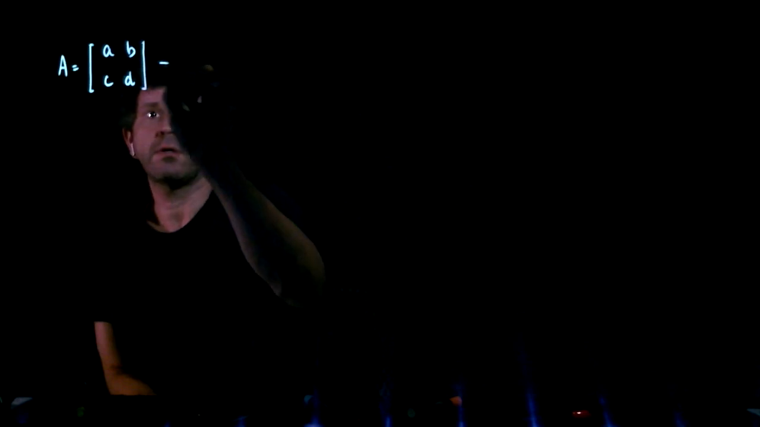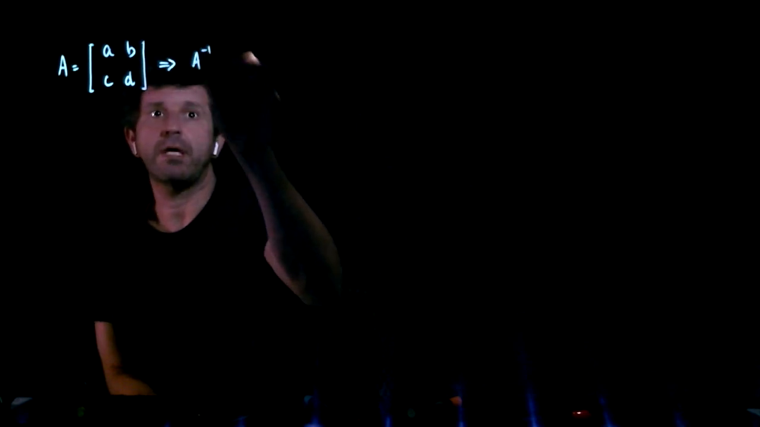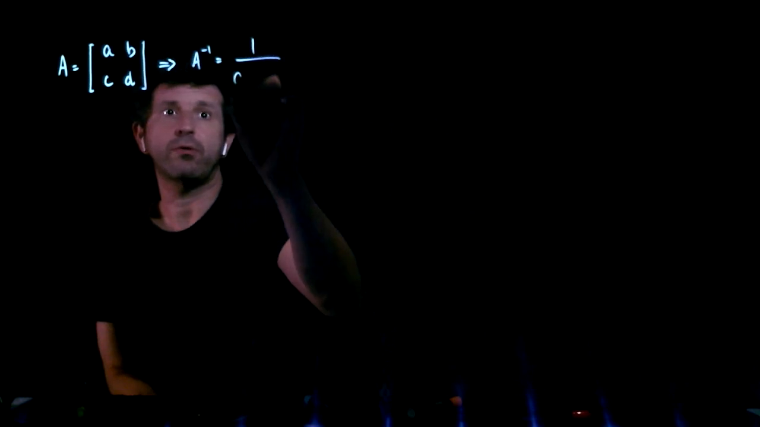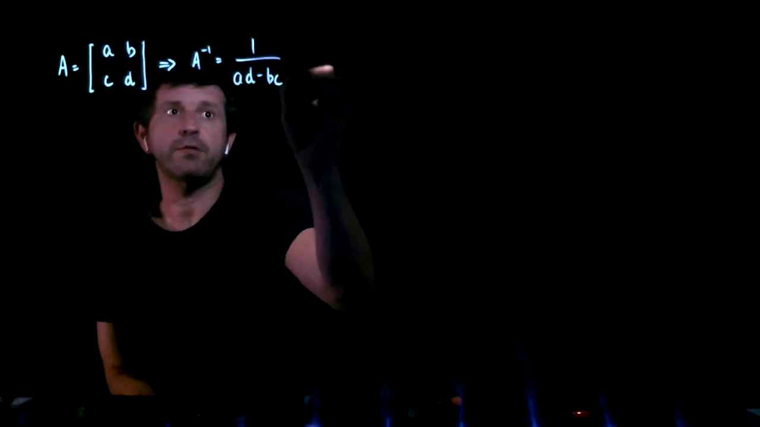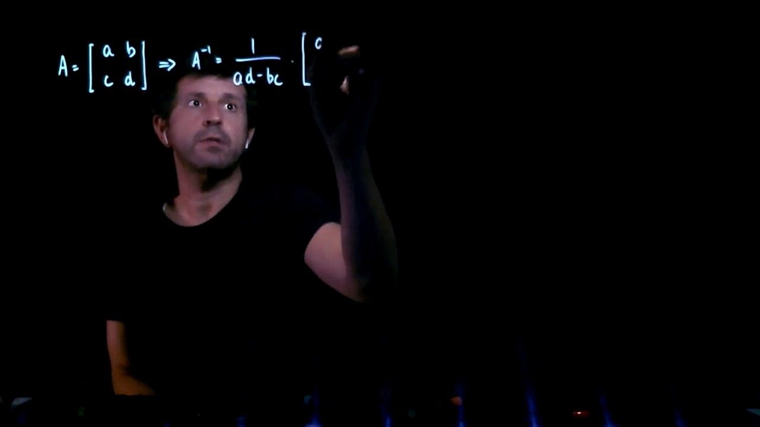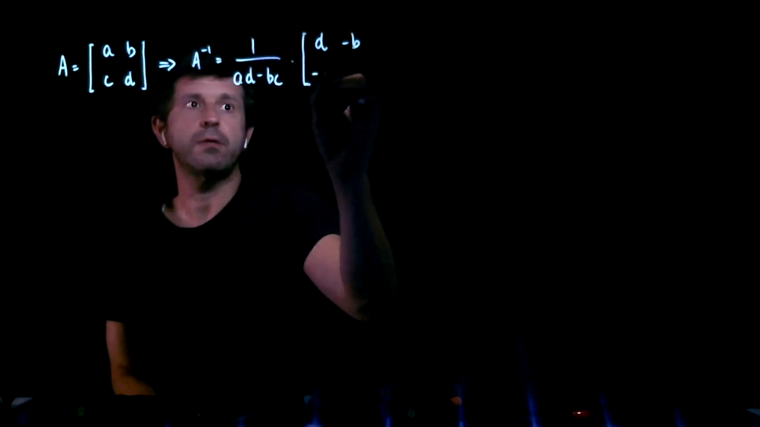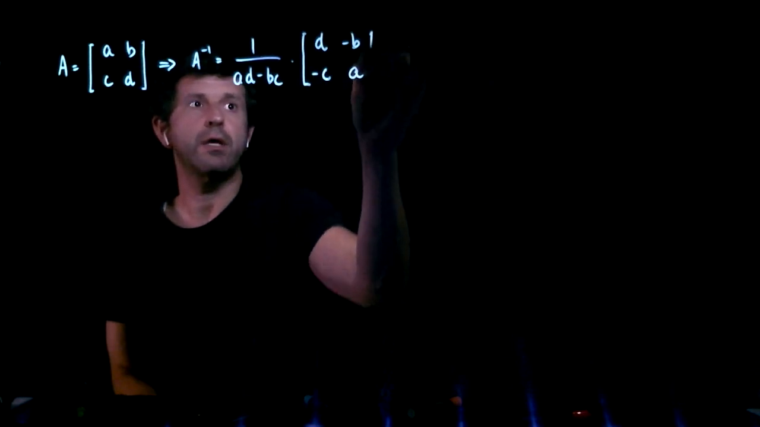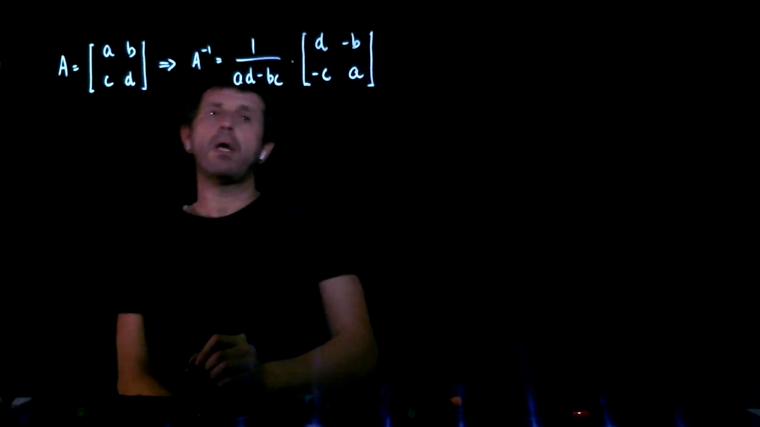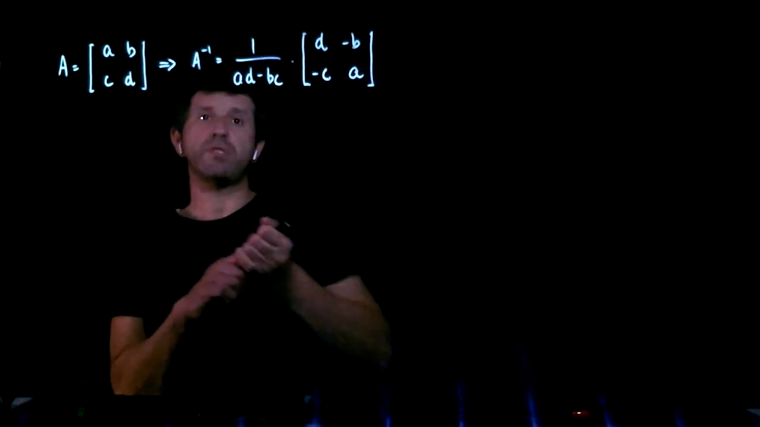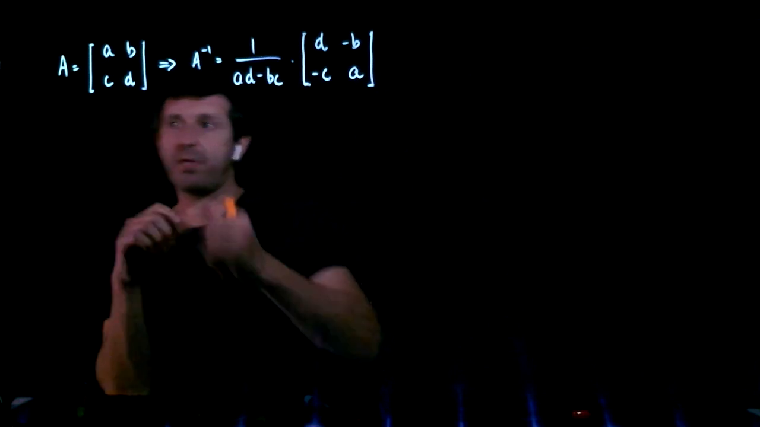Let me just write down the formula we just figured out. So if A is the matrix A, B, C, D, then A inverse is 1 over AD minus BC times the matrix D, negative B, negative C, A. So this we just figured out.